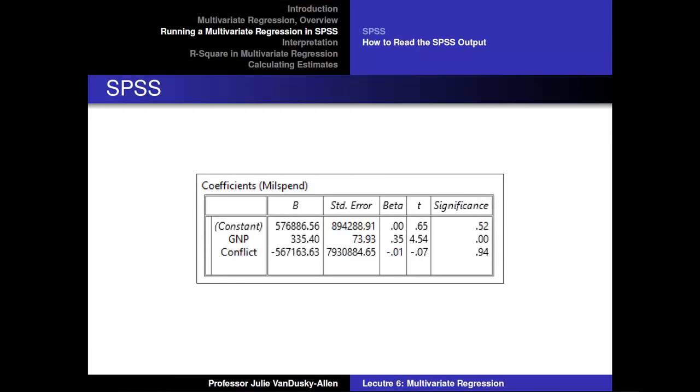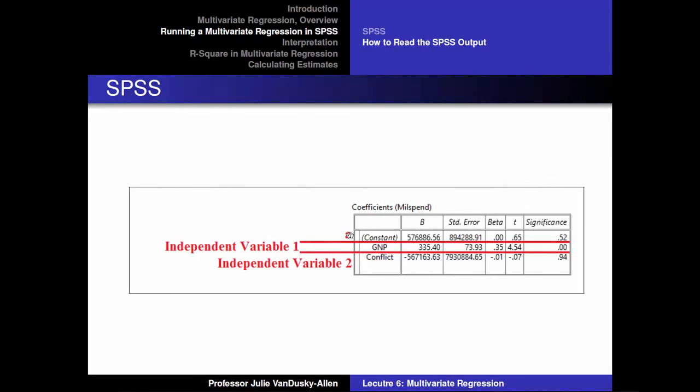This is what the output should look like. The first row tells you all the statistics associated with the constant a hat. The second row tells you the statistics associated with the first independent variable. In this case, it is GNP. And the third row tells you the statistics associated with the second independent variable. In this case, it is conflict. The B column tells you the values of a hat and b hat for each independent variable and for the constant. The Sig column tells you the results of the significance test for a hat and b hats.